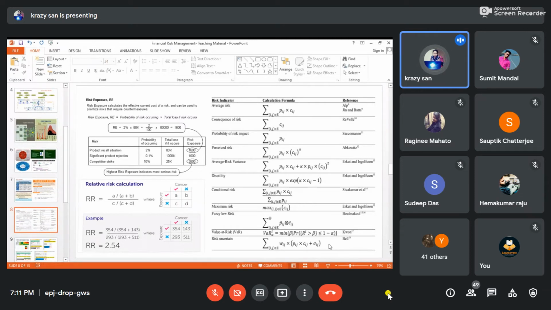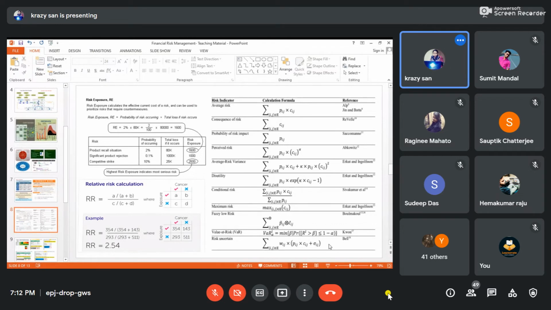Now it comes to risk exposure. Risk exposure calculates the effective current cost of a risk and can be used to prioritize risks that require countermeasures. The formula for this one is probability of risk occurring multiplied by total loss if the risk occurs. Over here you can see in a table, I've tried to explain it: risks like product recall, significant product rejections, and competitive strike. We assumed 2% for product recall, 0.1% for product rejection, and competitive strike came to be 10%. Then total loss if it occurs is 80.